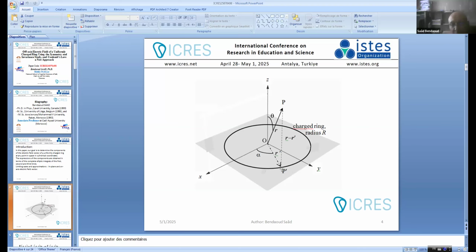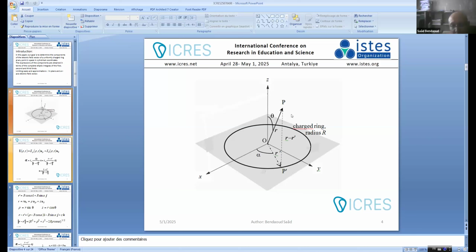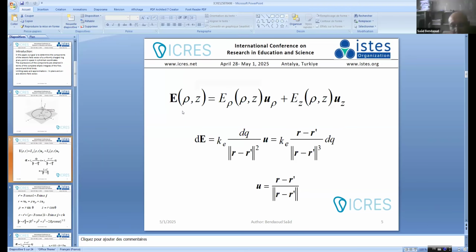And we take a segment element near the parameter. And we use the symmetry. We found that the implicit expression of the field vector is as this chart. It has two components only, not three, in the space. And we use Coulomb's law.